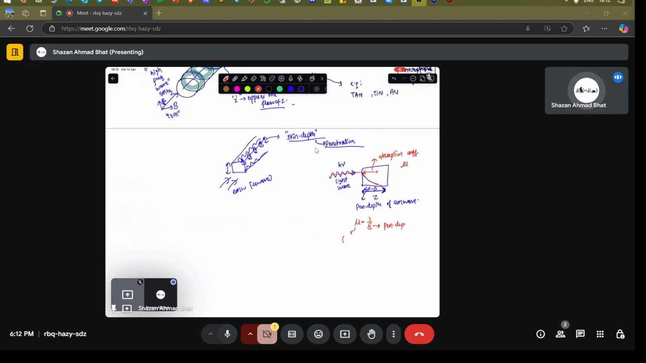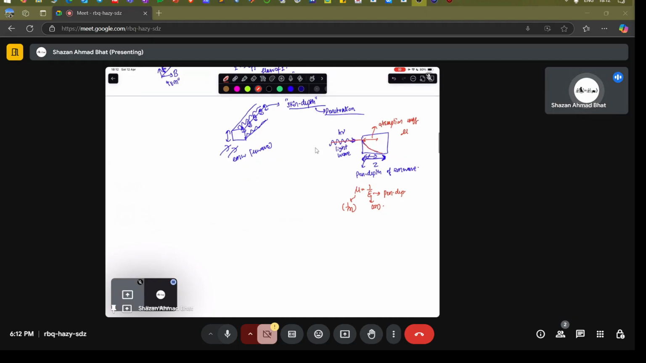So this mu has units of 1 over meter, because the penetration depth is in meters. It has units of length. So penetration depth tells us up to how much depth the wave penetrates into the medium. This is almost a similar thing here. This skin depth basically tells us up to how much depth from the periphery or the surface the electromagnetic wave penetrates.